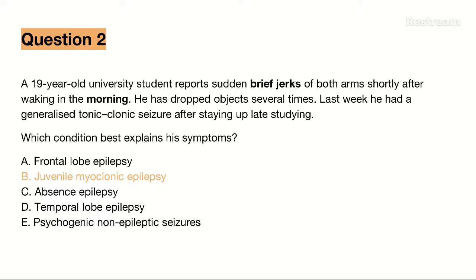So the correct answer is juvenile myoclonic epilepsy, or myoclonic seizures would probably be more correct. The clues are brief jerks in the morning, and he'd been staying up all night, so he was sleep deprived.